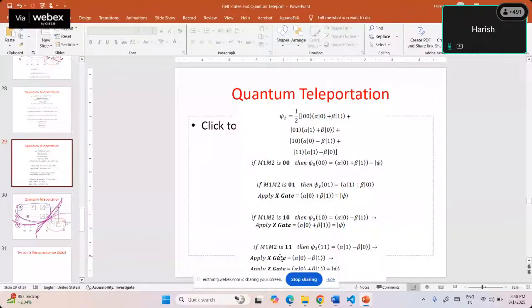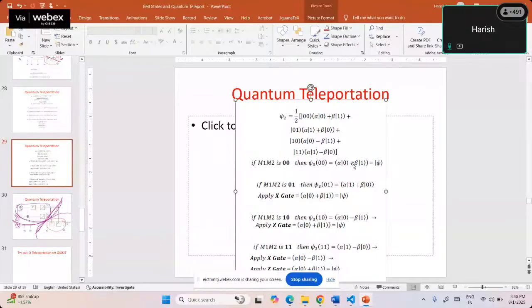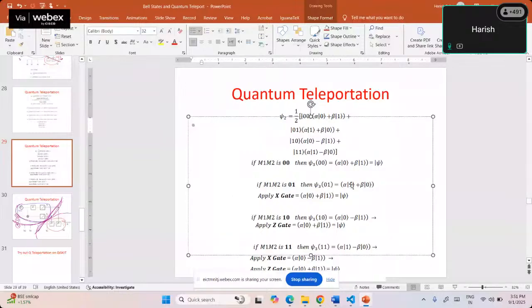And once you measure them, suppose you measure them as 0, 0, then you know that the third qubit is already psi only. So you do not do anything. But suppose you measure M1 and M2 as 0, 1, then you need to apply X gate so that you can get the psi state, because this 1 and 0 are not in proper places. By applying X gate, you can create exact psi here. By applying Z gate, you can change the sign and you can get the psi state. And if it is 1, 1, then you need to apply both X and Z gate.